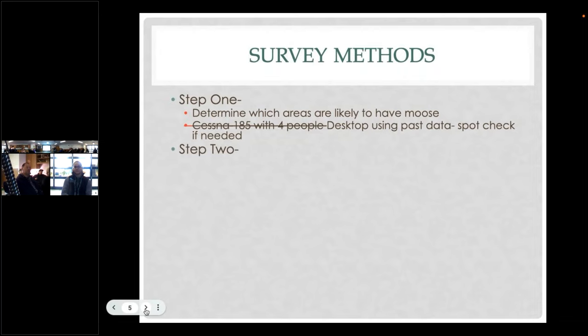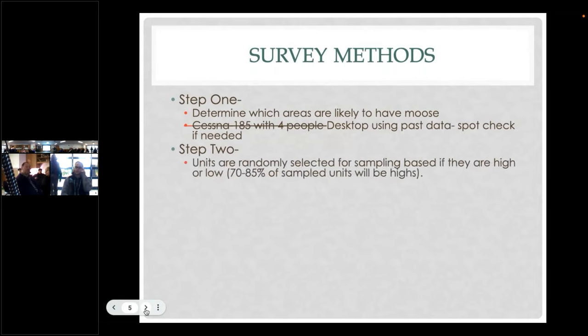Step 2 is we have the whole area gridded out into 6 square mile units. And so these 6 square mile boxes are what we're considering as either high habitat or low habitat. We then select from those highs and lows, and we want to spend most of our time in the area that we're predicting will have those. So 70 to 85% of our units are going to be in that high strata, and the remainder are going to be in low strata. Because we don't want to spend a lot of time in areas that aren't very good moose habitat, and might have 0 or 1 moose in them.